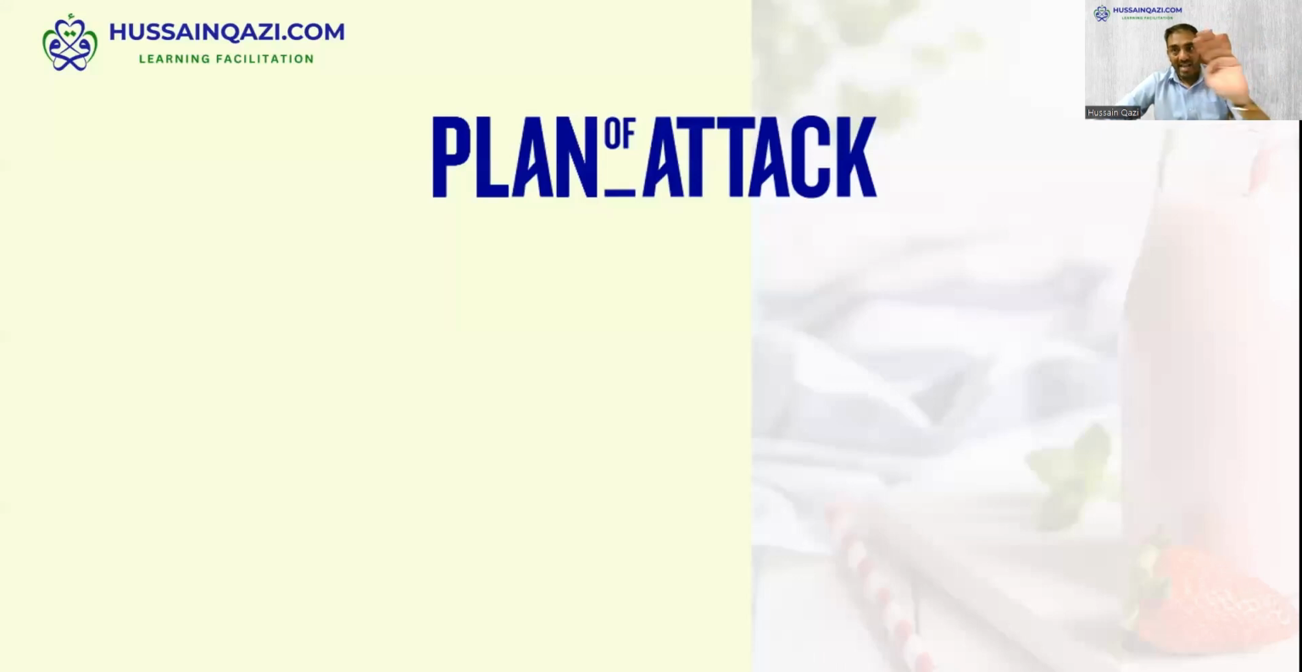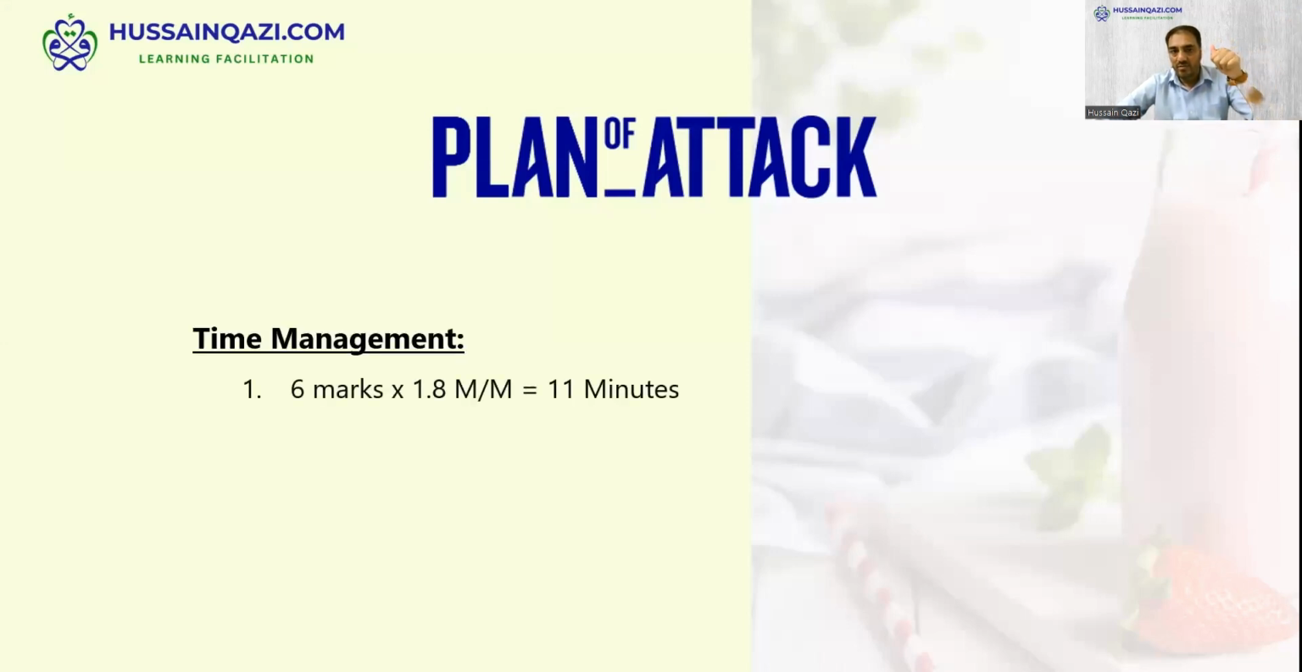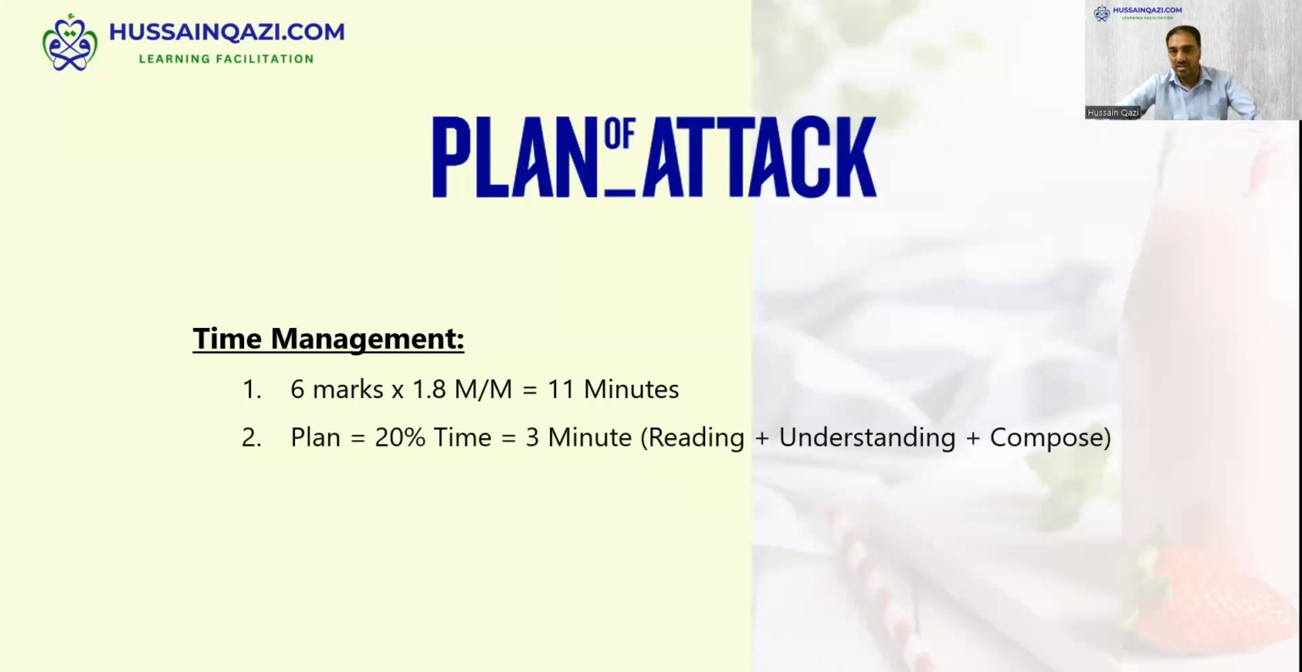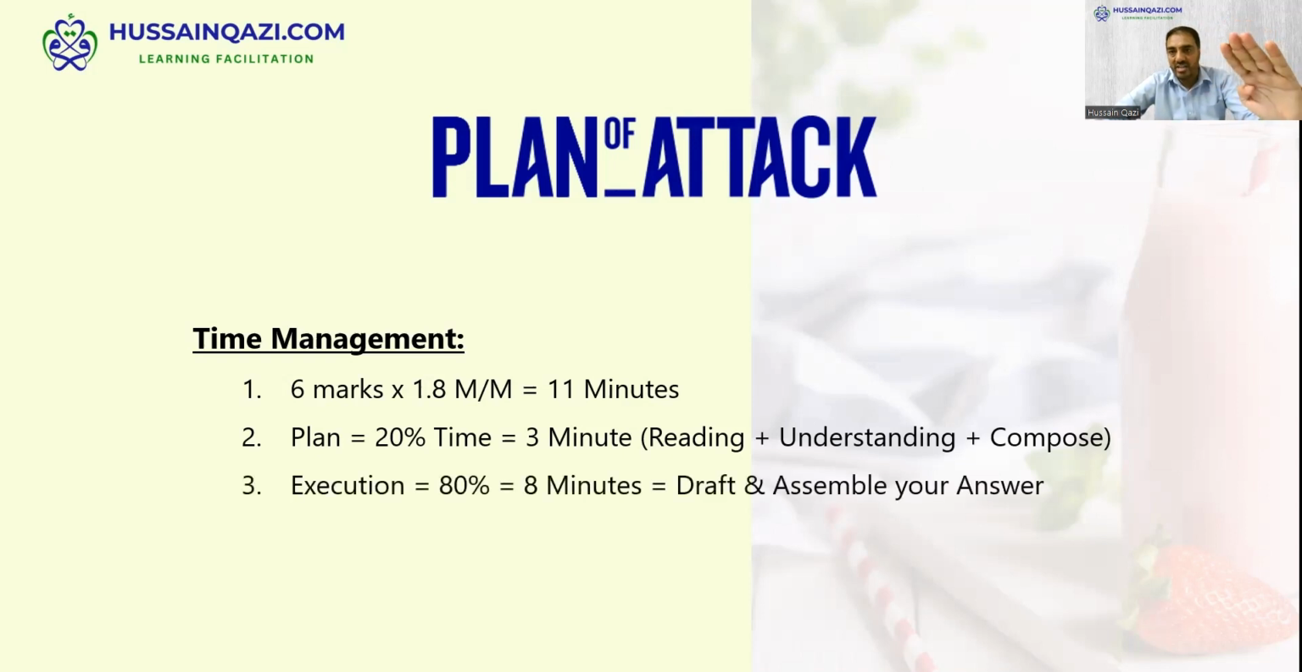First of all, plan. A great plan must be developed. Rule number 1, 20/80. For 6 marks, you have 11 minutes. 20% is about 3 minutes. You need to invest that in completely understanding, reading, and composing your mind. The 80% time, that is 8 minutes, must be committed to completing this part of the question within 8 minutes.